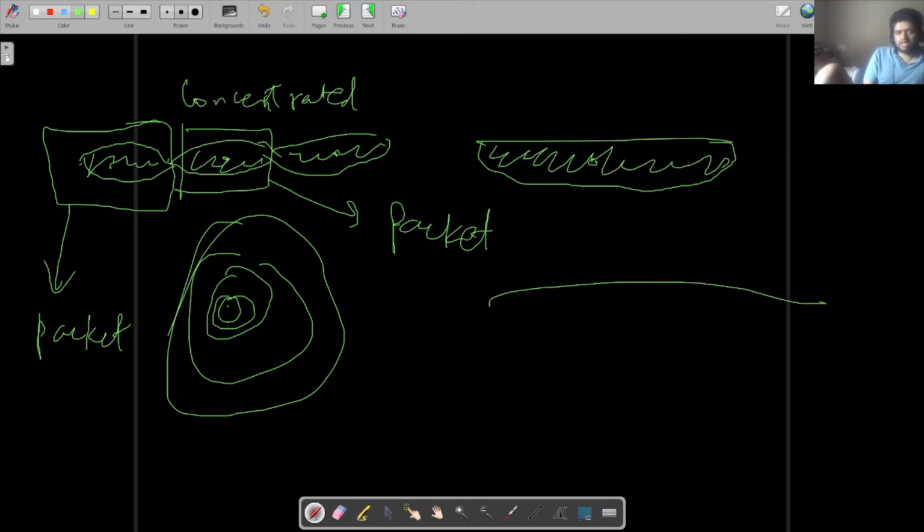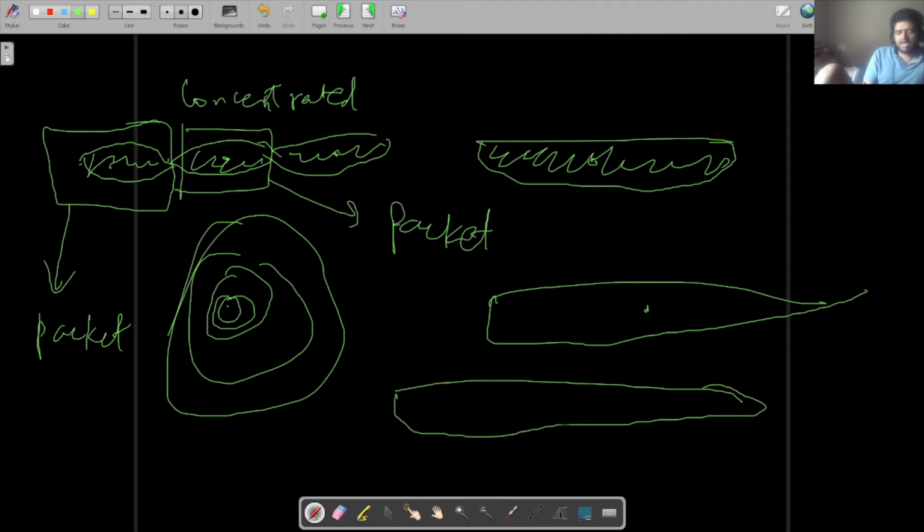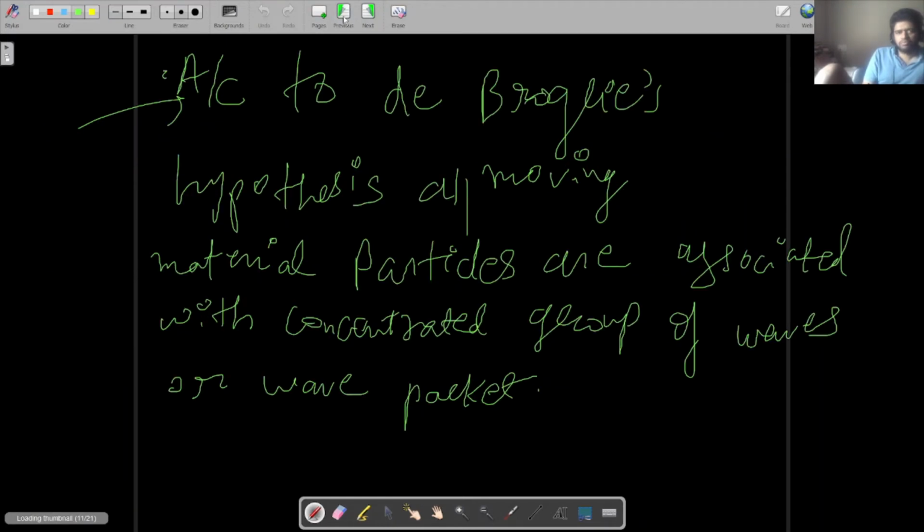It is not necessary that the particle will lie at the center of the packet. It can lie anywhere in the packet. So we can't determine the exact position of the particle. It may be anywhere within this packet. So, concentrated group of waves or wave packet.